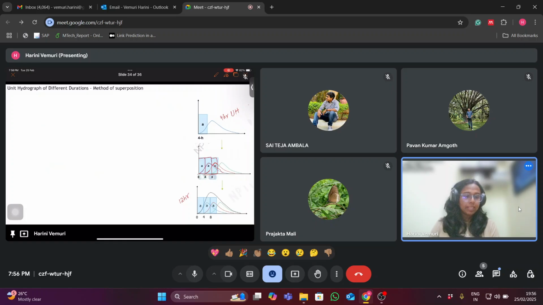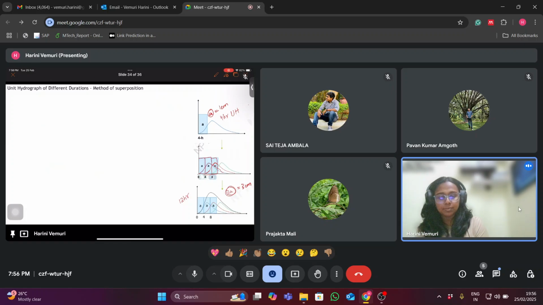We can see here. So once we have this, we will add all these up. All the ordinates will be added to get one main hydrograph. That is our 12-hour direct runoff hydrograph. But we can see that the total excess rainfall that is occurring is here 3A. In this case, it's A, that is generally 1 centimeter. That is here 3 centimeters. So each of these ordinates should be divided by 3 to get the unit hydrograph for 12-hour duration.